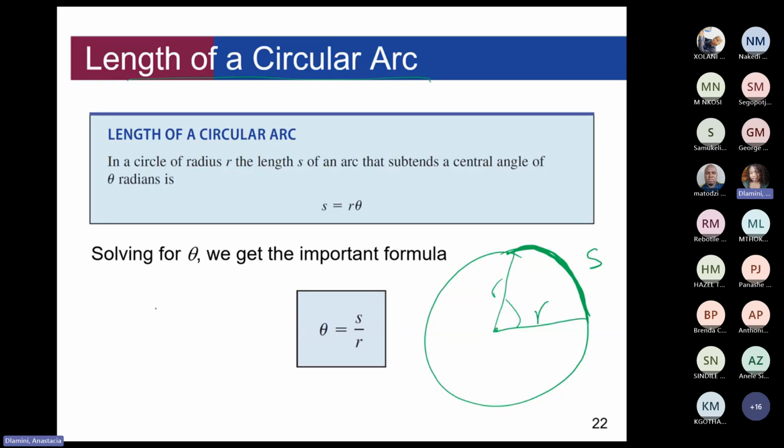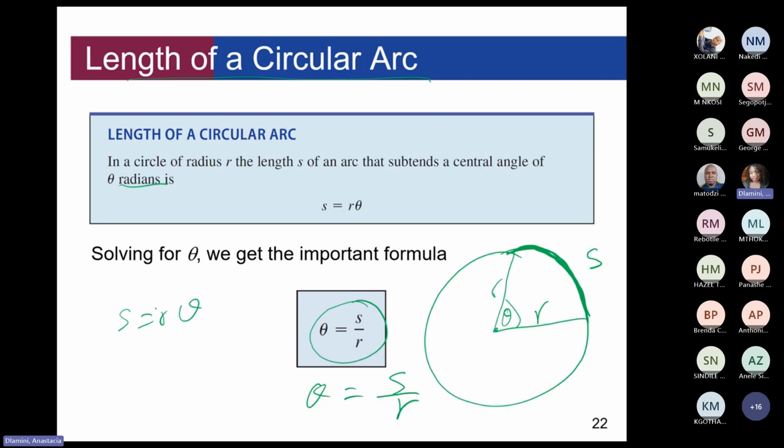Please mute. So in a circle of radius r, the length of an arc that subtends a central angle of theta radians is this one. So this is theta and it's in radians. Are we all together? Theta is in radians. So if we want to solve the arc length, we'll say S is equal to r times theta. Now solving for theta, theta is equal to S over r. Are we all together? Yes. This makes sense.